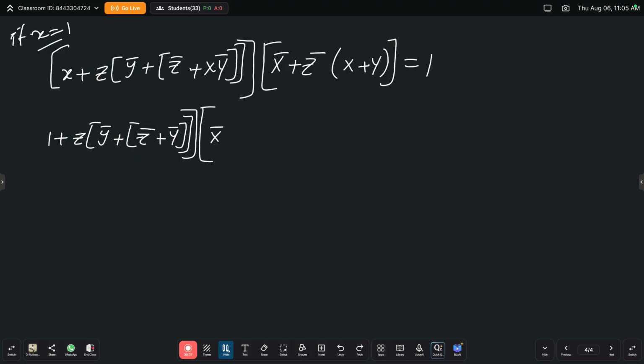X bar means here 0, right? Y bar only. Here X bar, right? X bar means 0, plus following z bar, then 1 plus 1. Correct?